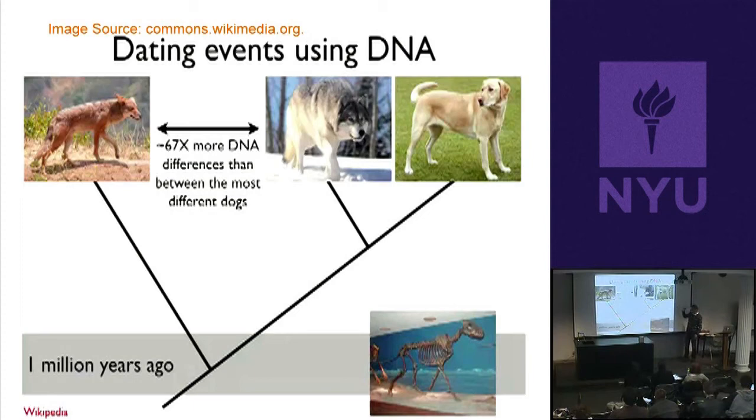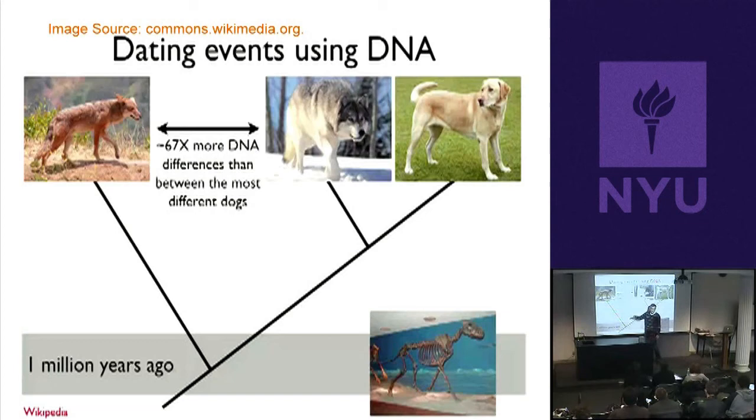And then what you do is you say, well, how many DNA differences are there between, say, a wolf and a coyote? And how many differences are there between all the dogs that are living today? What you find is if you take the two most different dogs in terms of DNA sequences and compare that to, say, a dog and a coyote, or a wolf and a coyote, you find that there are about 67 times more DNA differences between the coyote and a wolf than there are between the two most different dogs. And if you divide 1 million by 67, you get 15,000.